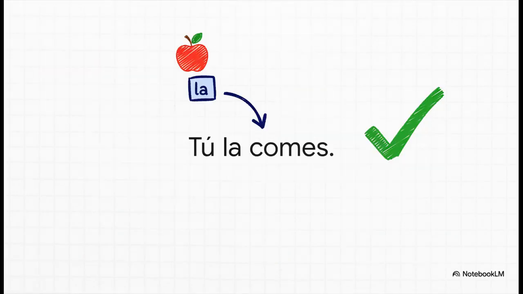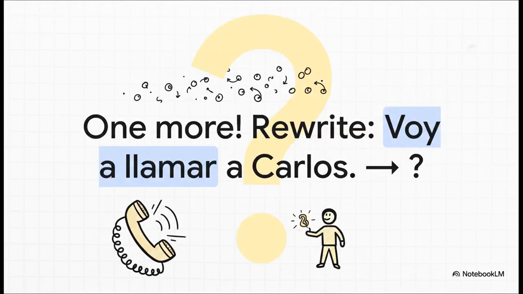And there you have it. Tú la comes. Of course, la manzana is feminine and singular, so we use la. And because comes is a conjugated verb, the pronoun has to go right before it. Nice work! Awesome. Let's try one more. Voy a llamar a Carlos. I am going to call Carlos. Okay, this one has an infinitive verb in it. How would you handle this one?